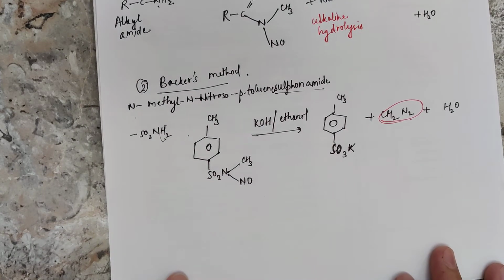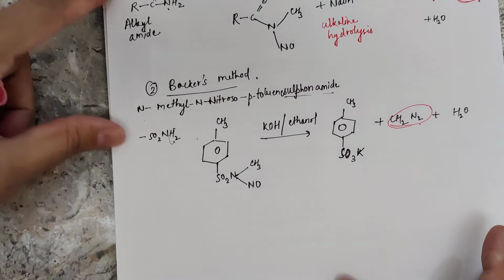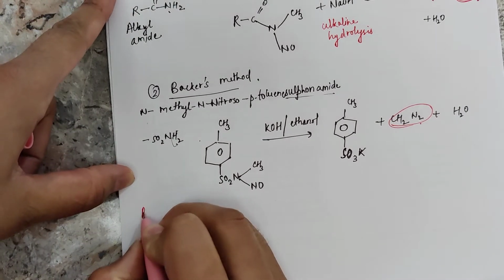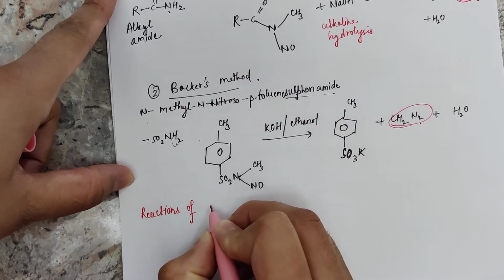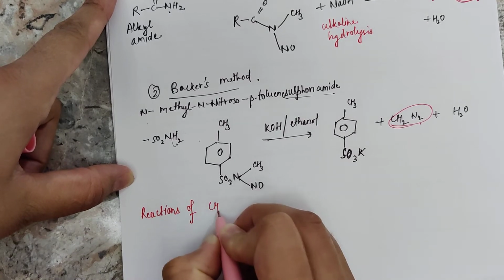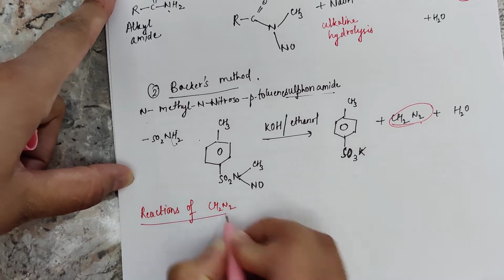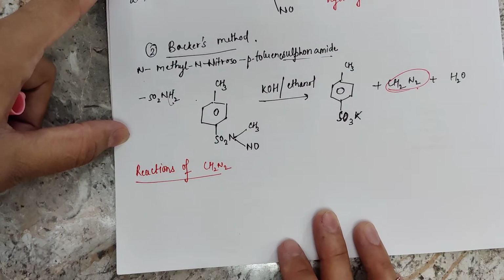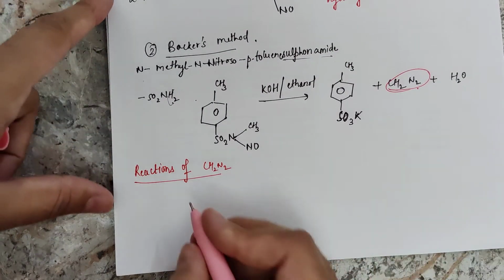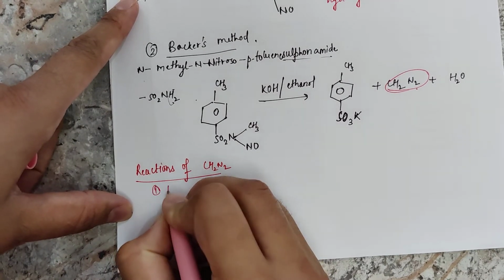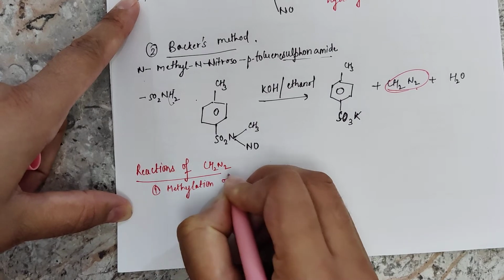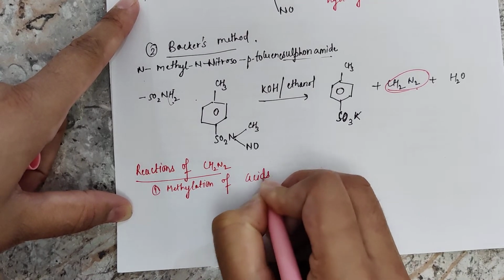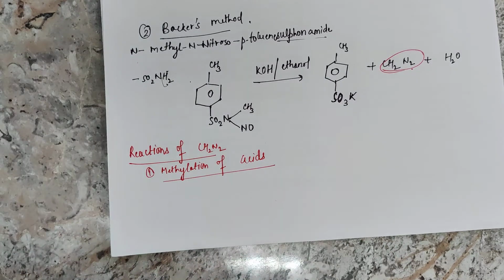If we talk about reactions of diazomethane, so it's a methylating agent. The very first thing is methylation of acids. Acids का methylation कर सकती है.